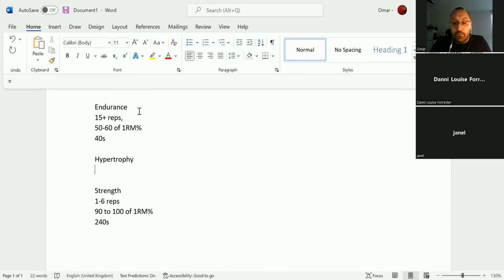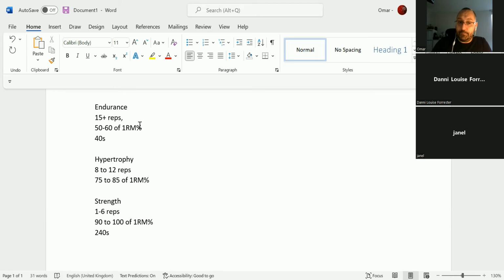So hypertrophy is usually 8 to 12 reps. And remember, you need to specify: is it 8, 9, 10, 11, or 12? You can't use the range. You will have 75 to 85 percent of 1 rep max. Okay. And usually you give them a medium to short rest, so 90 seconds.